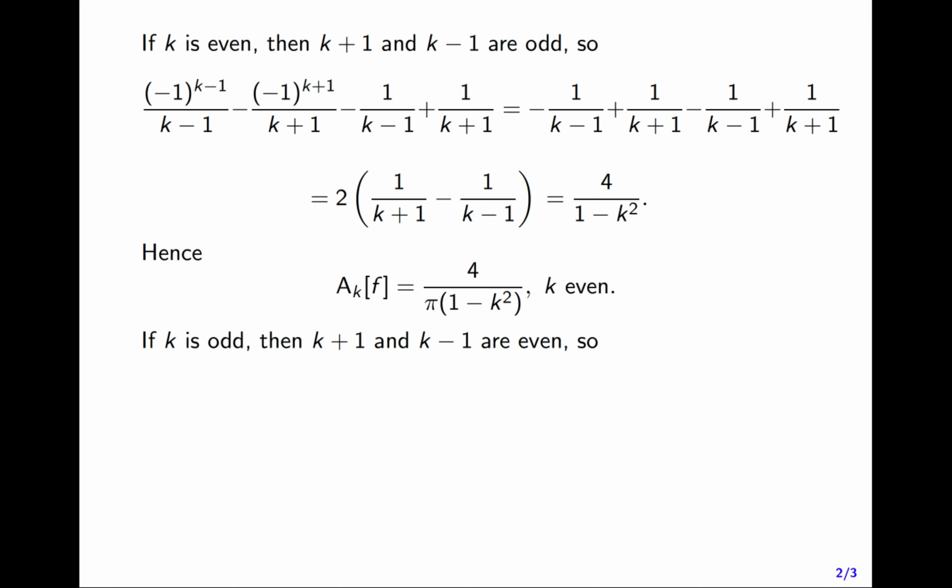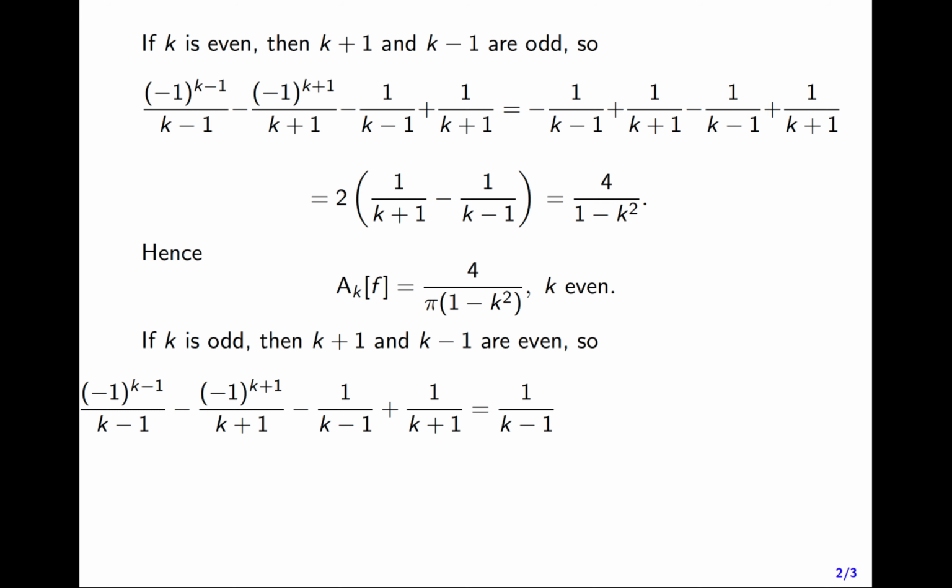So if k is odd, then k plus 1 and k minus 1 are even, and so this tells me that my big expression from before turns into the following. Let's look at the first term. I have minus 1 to the k minus 1. K minus 1 is even, so that becomes a 1 over k minus 1. I'm subtracting minus 1 to the k plus 1. K plus 1 is even, so I'm subtracting 1 over k plus 1. And then my last two terms, minus 1 over k minus 1 and 1 over k plus 1, stay the same.